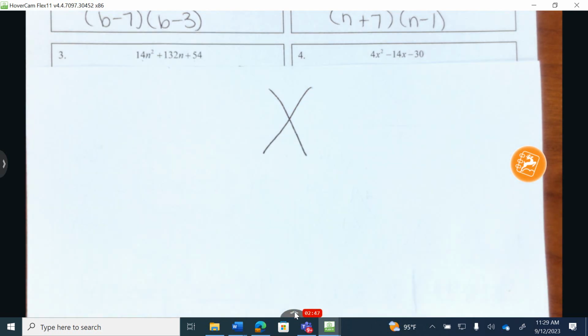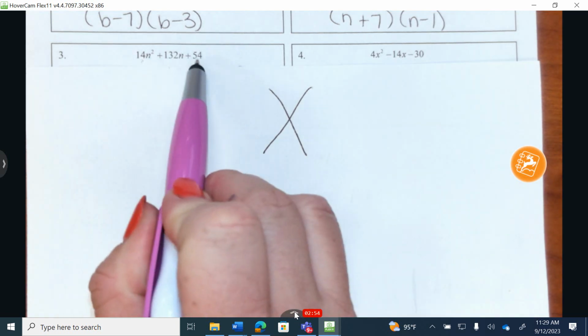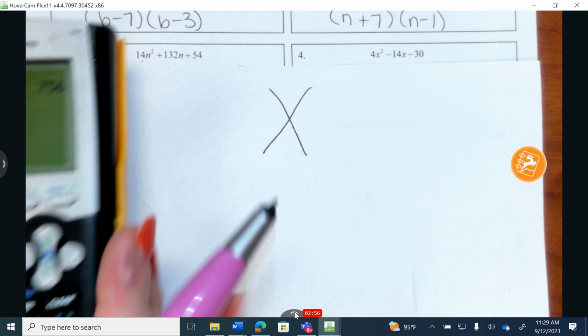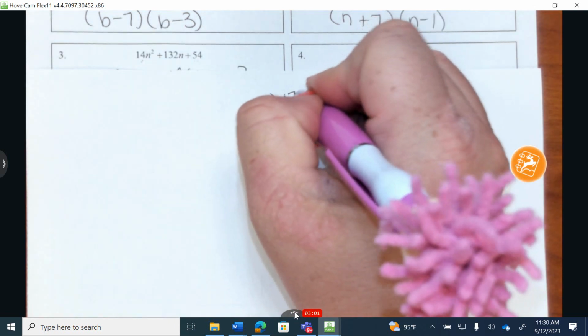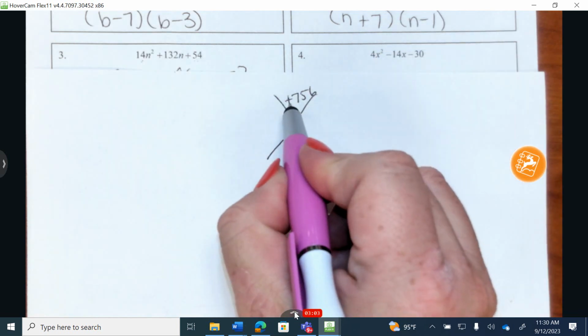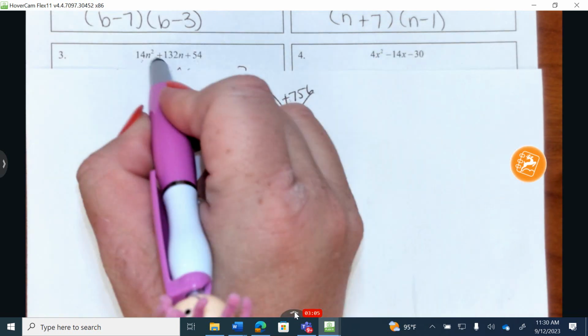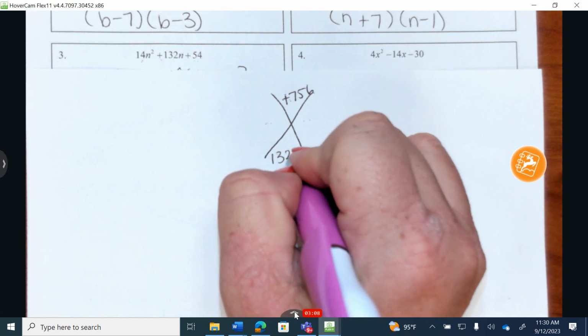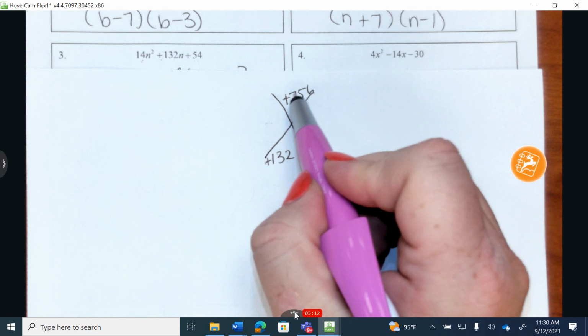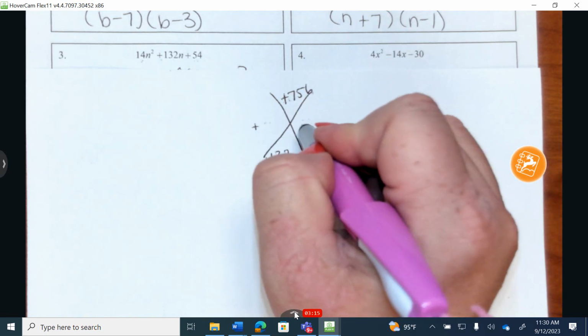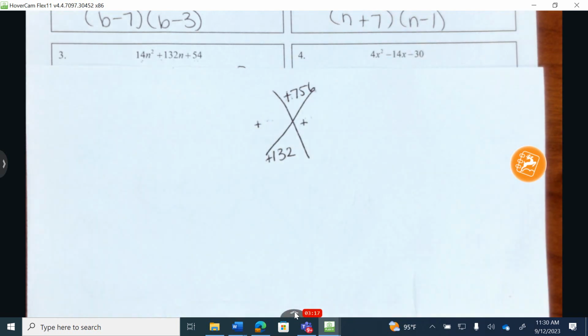So I'm going to take 14 times 132. Oh my goodness, I don't even think I want to do this, but 14 times 54. I'm already getting frazzled here. 14 times 54, and I have a positive 756. So both are going to be positive numbers or both negative numbers. And then they have to combine to give 132. Because they're combining to give us a positive number and the product is positive, I know both of these will be positive. So I need numbers that are going to add up to 132.